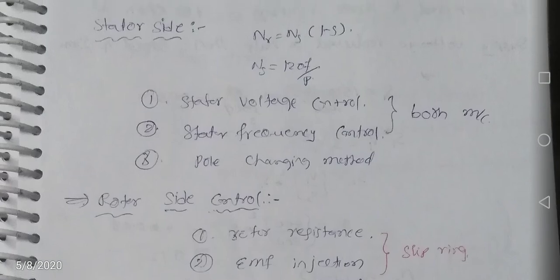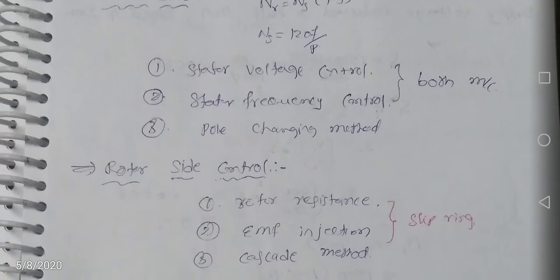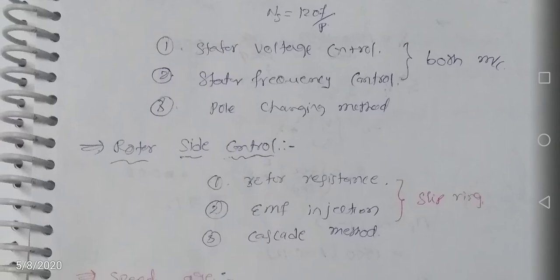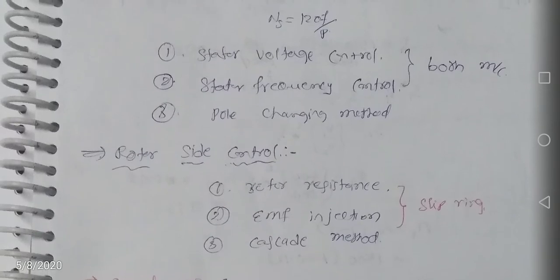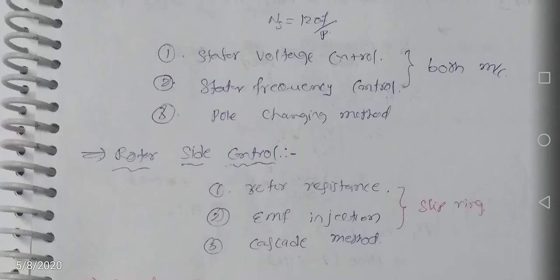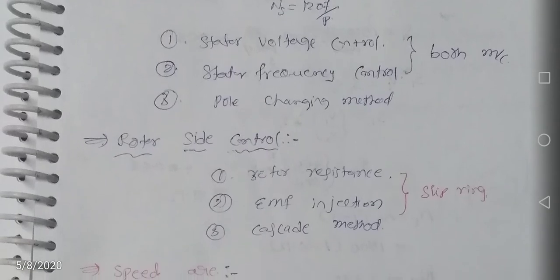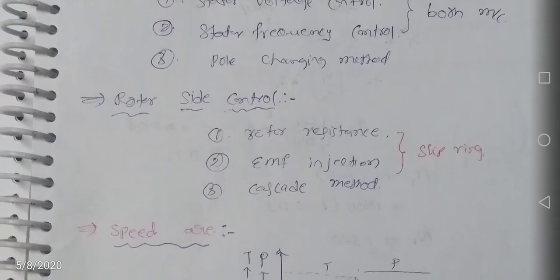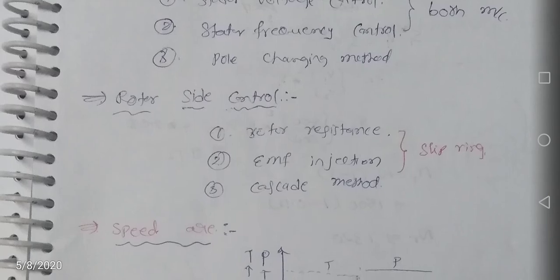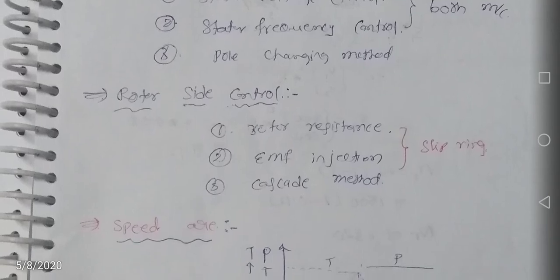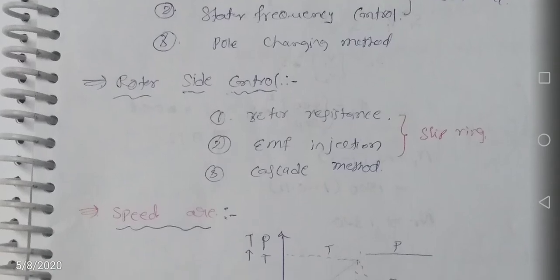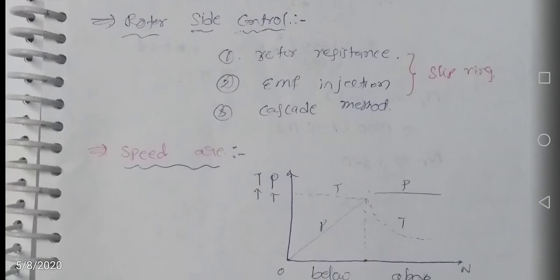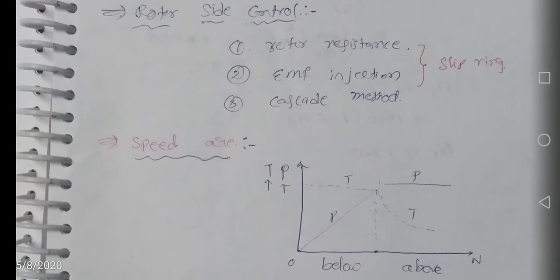So to summarize, stator side controls are stator voltage control, stator frequency control, and pole changing method. Pole changing method is not suitable for the slip ring induction machine. Rotor side controls are rotor resistance control method, EMF injection method, and cascade control method. These are only suitable for the slip ring induction machine.